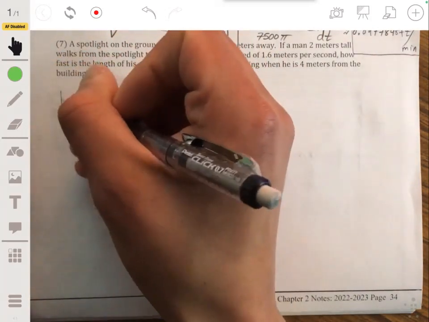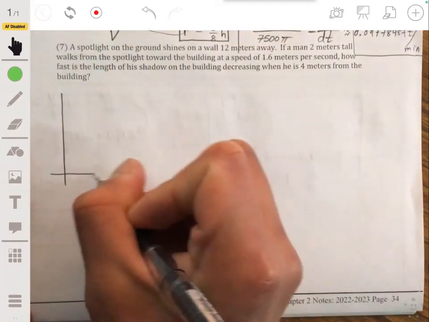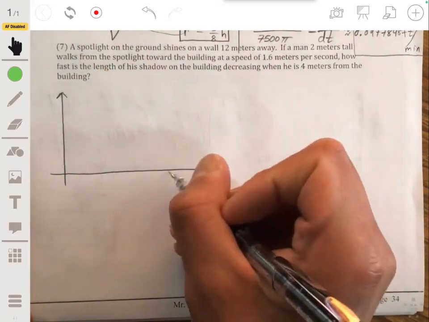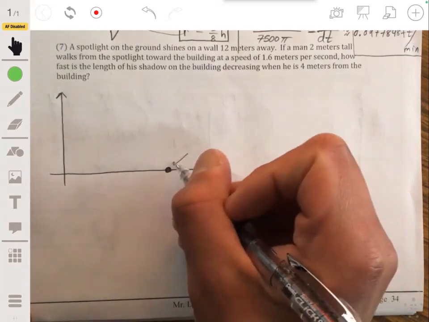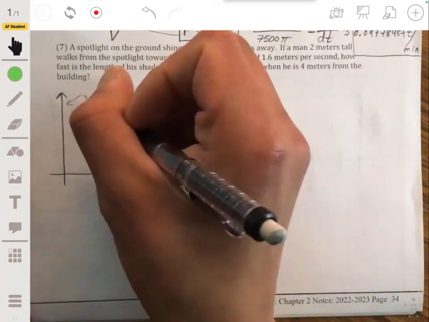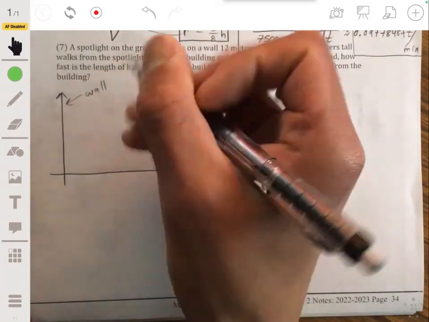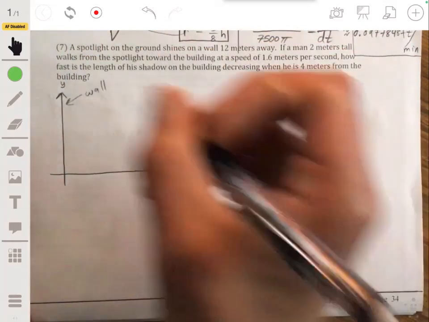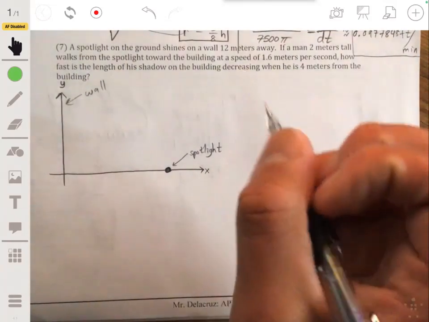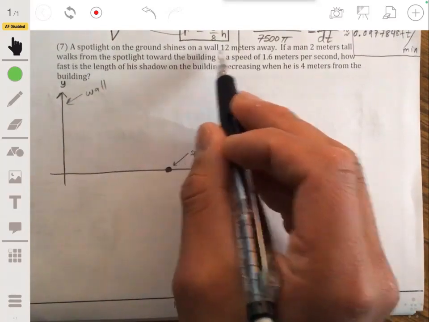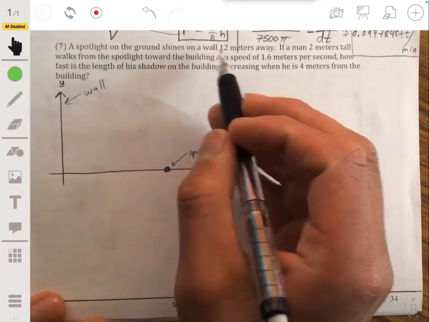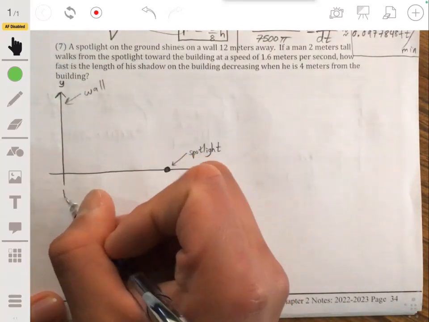So let's draw buildings. We got the wall of the building. Let's get the ground. And this will be the spotlight. This is the wall of the building. Call this Y, this will be our x-axis, this is our y-axis. Okay, so we have a spotlight that shines on a wall. So it's shining on this wall. That's 12 meters away. So the distance from here to here is 12.